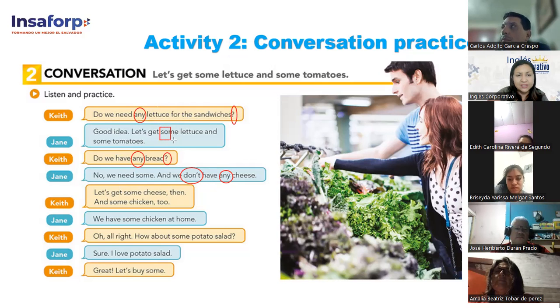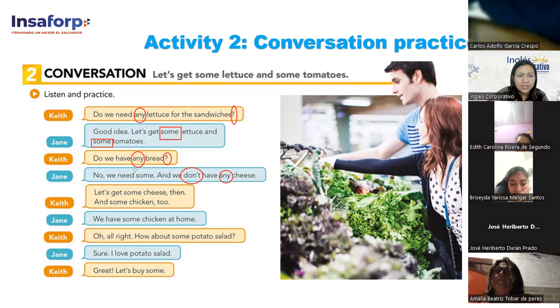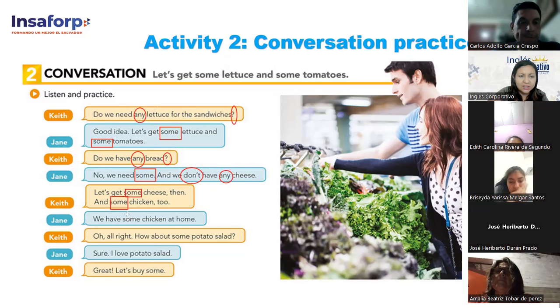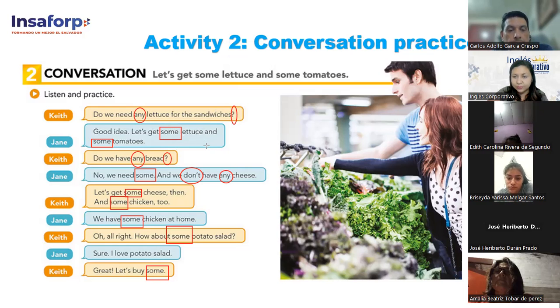For example, here we have, let's get some lettuce and some tomatoes. We need some, let's get some cheese and some chicken. Some potato salad. Let's buy some. Okay, when do we use some? Affirmative sentences. And do I use some only for count nouns? Or can I use some for non-count nouns too? Non-count nouns. Both? We can use it for both, exactly.